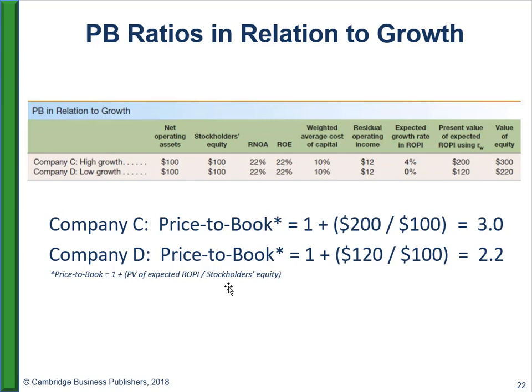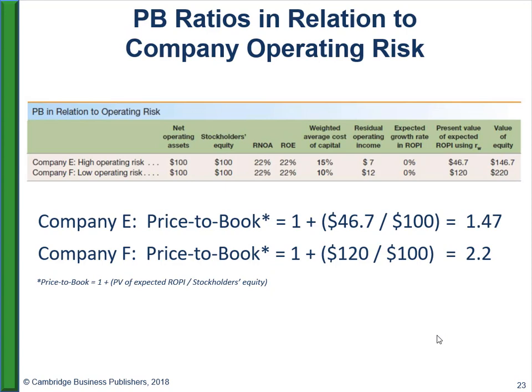Now let's look at what happens when we vary the growth rate. So same formula, only this time the expected growth rate in residual profits goes from 0 to 4%. So at 0, company D has a price to book ratio of 2.2. At 4%, company C has a price to book ratio of 3.0.